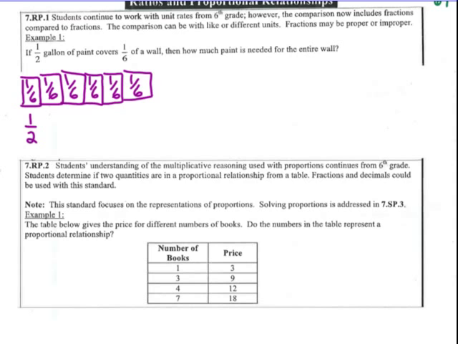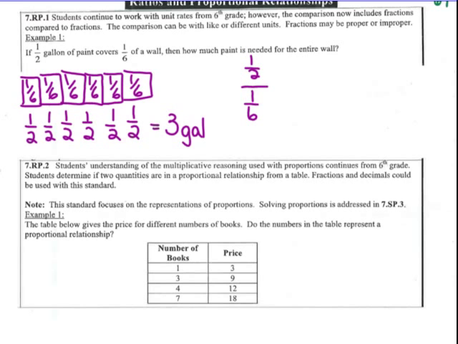Well, 1/6 takes half a gallon, that 1/6 takes half a gallon, that 1/6 takes half a gallon, and keep going. So I could draw a picture and say, how many halves do I have? 1, 2, 3, 4, 5, 6 halves. 6 halves would make a total of 3 whole gallons. So I could draw it. I could say, well, if half a gallon of paint covers 1/6 of a wall, how much paint will it take to cover one whole wall?